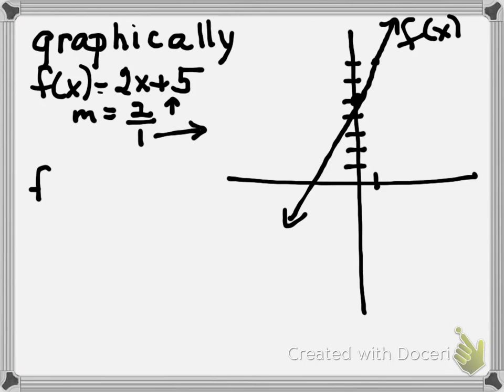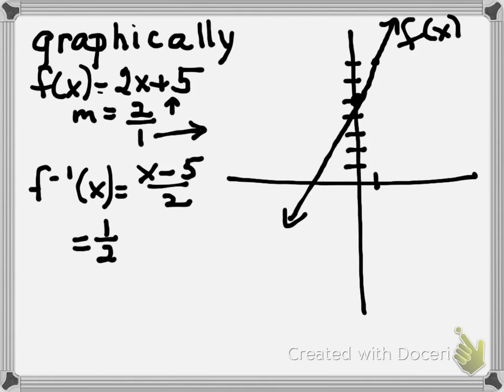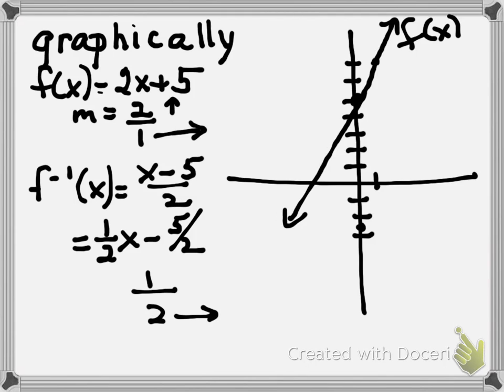Now let's take the inverse and graph that on the same axis. Now I do want to write this as 1/2 x minus 5/2. I want to put it in the slope-intercept form. Negative 2.5 is the y-intercept, and the slope being 1/2 means I go to the right 2 and I go up 1.